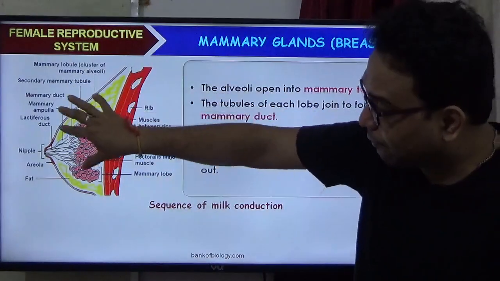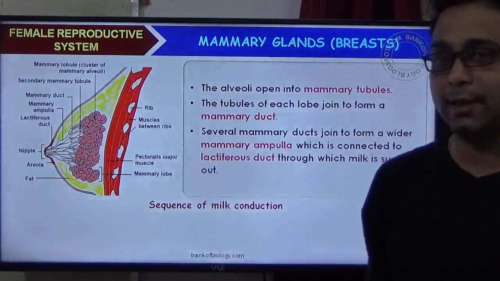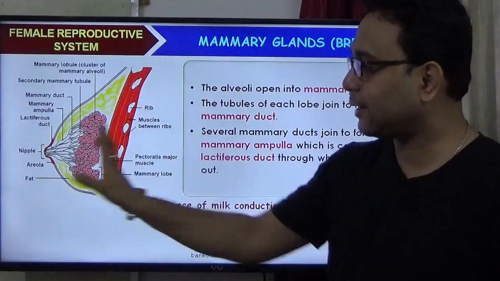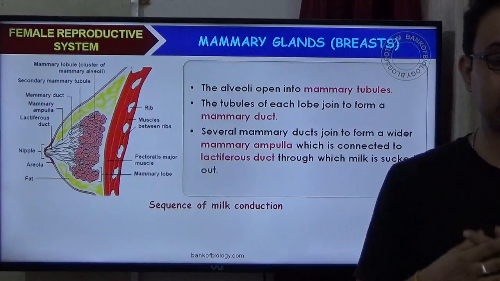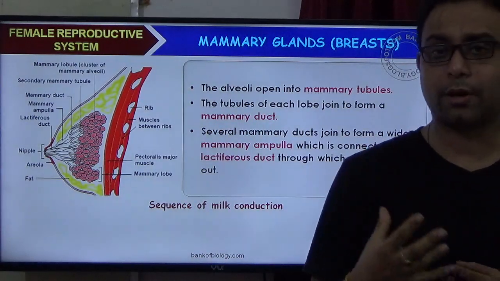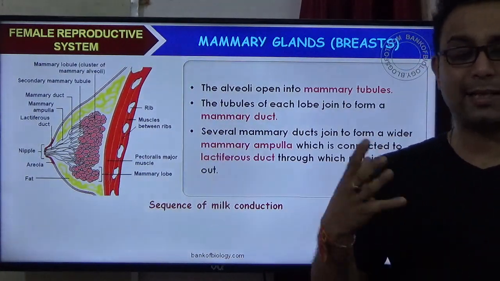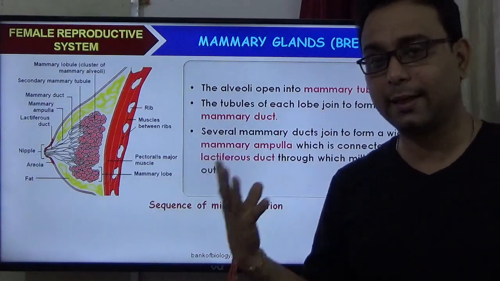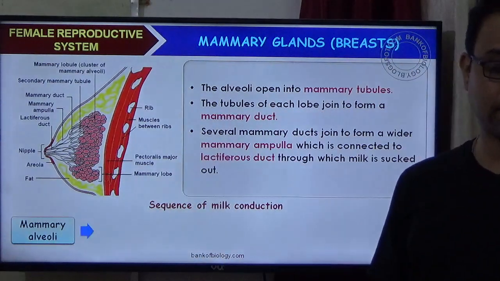After that, different mammary ampullae are joined together into lactiferous ducts. Lactiferous ducts are the most important site. Here the milk is sucked out with the help of the baby. So this is most important.